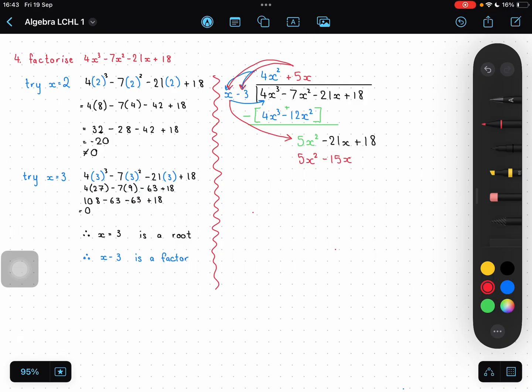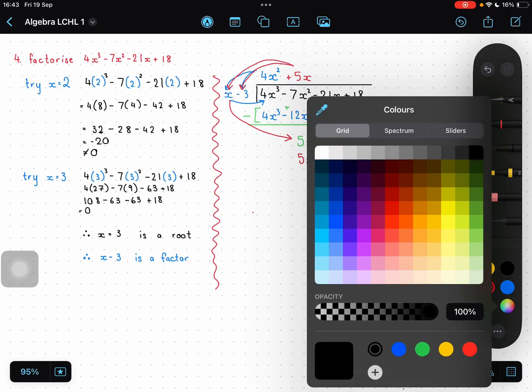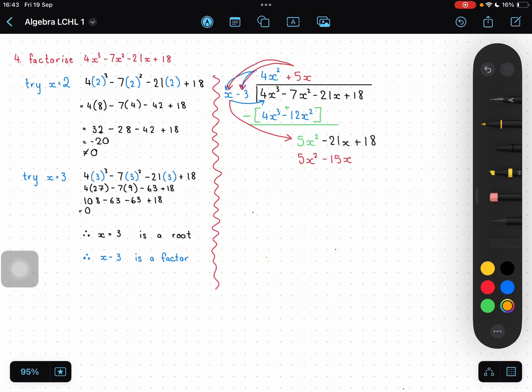So what is left to be counted for then? Let's take that away from the line above. The difference between these two is 0. The difference between these two, to get from here to here, I have to minus 6x. You can say minus 21x, minus a minus is a plus 15x, so minus 6x, and then my plus 18 has had nothing taken away from it, so it's still there.